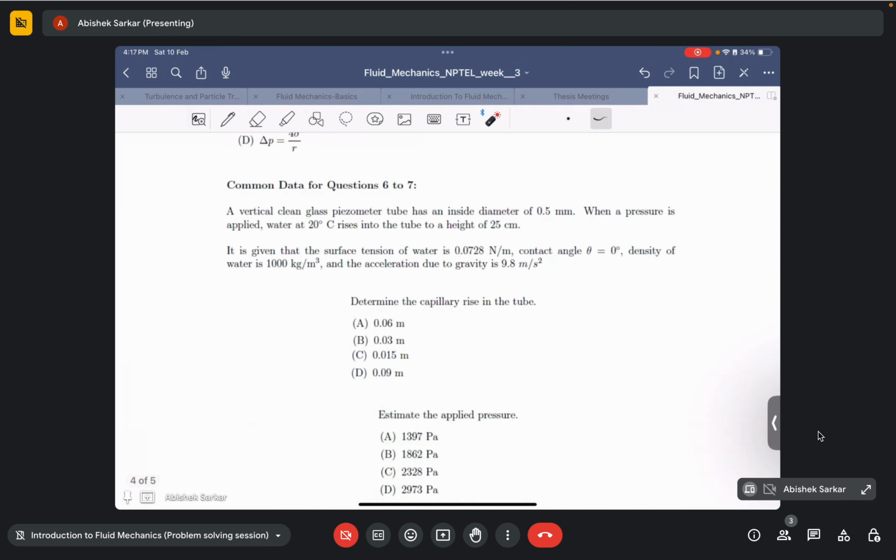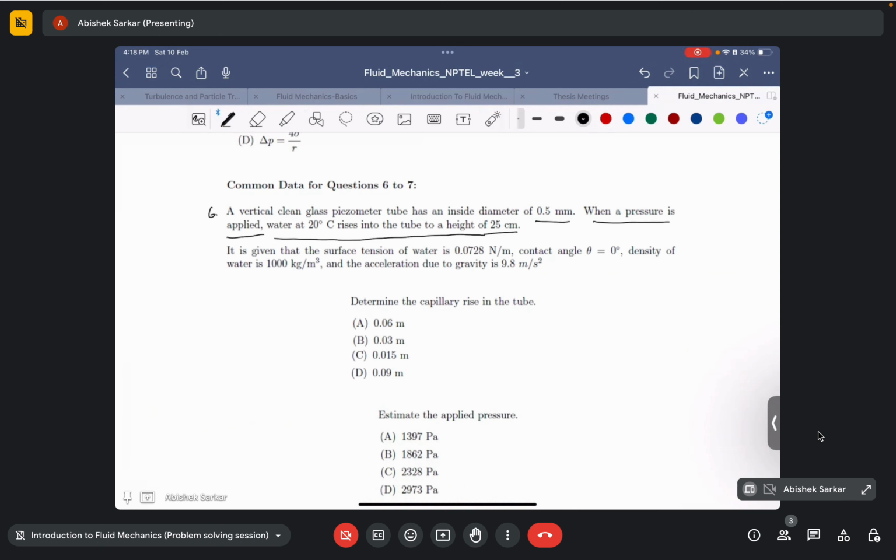Questions 6 and 7 are a common data type question. The question is: a vertical clean glass piezometer tube has an inside diameter of 0.5 millimeter. When a pressure is applied, water at 20 degrees Celsius rises into the tube to a height of 25 centimeter. Water rises to a height of 25 centimeter, and the inside diameter is 0.5 millimeter, when a pressure is applied.